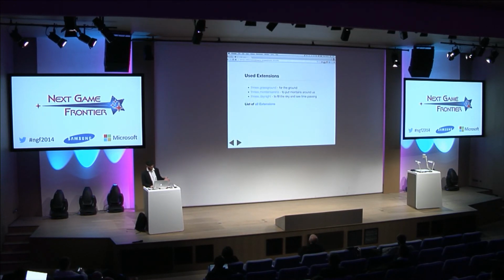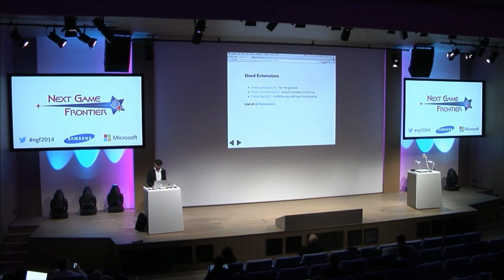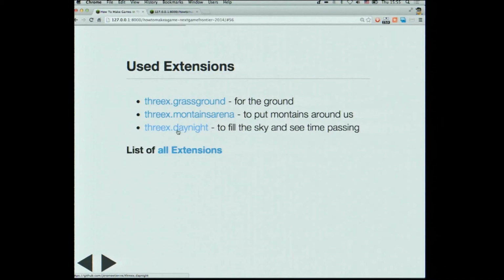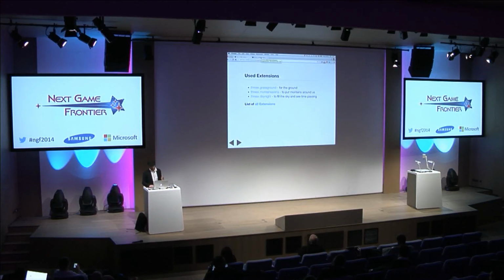For that, we need only 3 extensions: 3x grass ground for the ground, 3x mountain arena for the mountain, and 3x day-night for the day-night cycle. To show the sky, to show that the sky is moving. It's always interesting when you are playing to show the environment is moving around you. This is about gameplay, but that's something else.